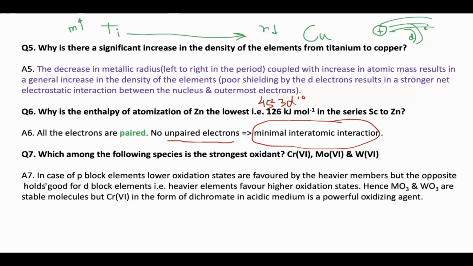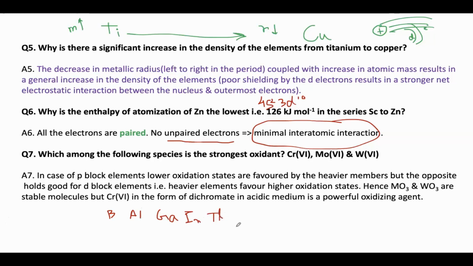Next question is, which among the following species is the strongest oxidant? Is it chromium 6, molybdenum 6, or tungsten 6? Now, in case of the p block elements, the lower oxidation states are favored by the heavier members. You know, when we were discussing these p block elements, suppose we have this boron group. In the boron group, we have boron, then aluminium, then gallium, then indium, and then thallium.